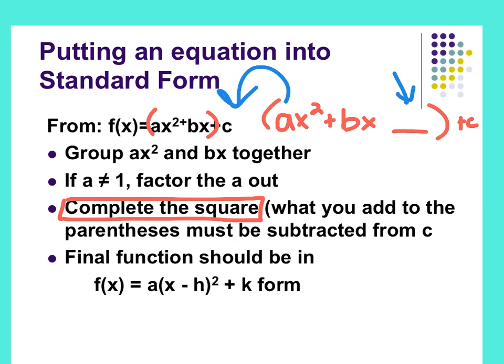And then I take the middle term, which is b. So to add in here, I take b, divide it by 2, and square it. That's what I add inside the parentheses, and I will subtract outside the parentheses because I have to balance this equation. And then you're going to factor your perfect square trinomial, and your function should be in standard form. f of x equals a times x minus h squared plus k.